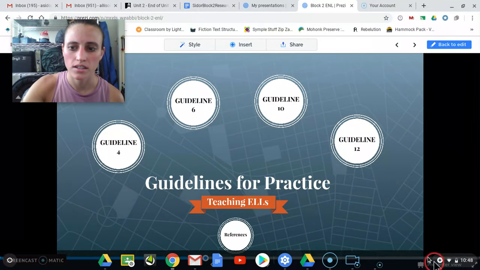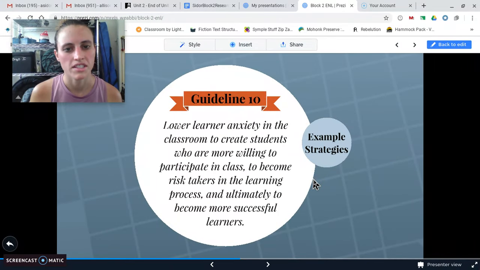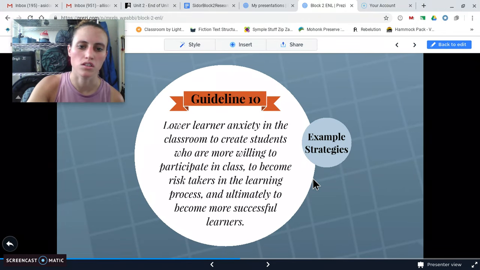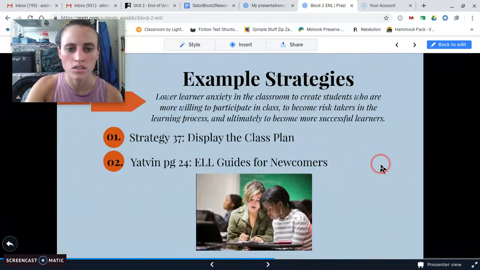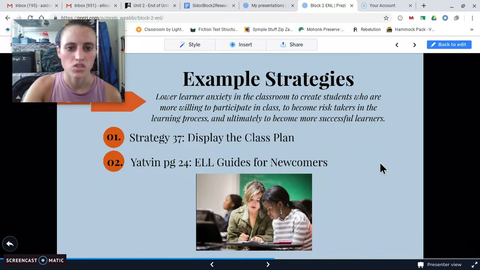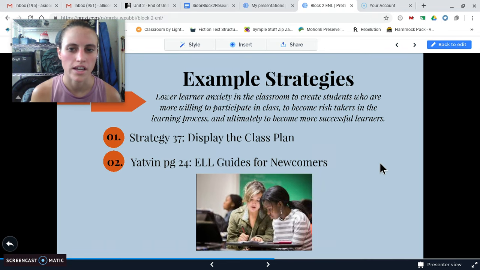I also looked at guideline 10. Guideline 10 says lower learner anxiety in the classroom to create students who are more willing to participate in class, to become risk takers in the learning process, and ultimately to become more successful learners. This is something we just want really for all of our students. Some of the strategies I found for this was strategy 37, which said to display the class plan.